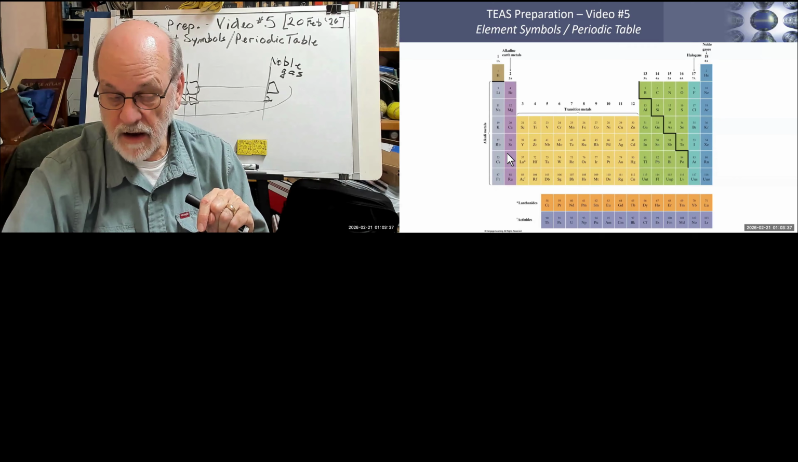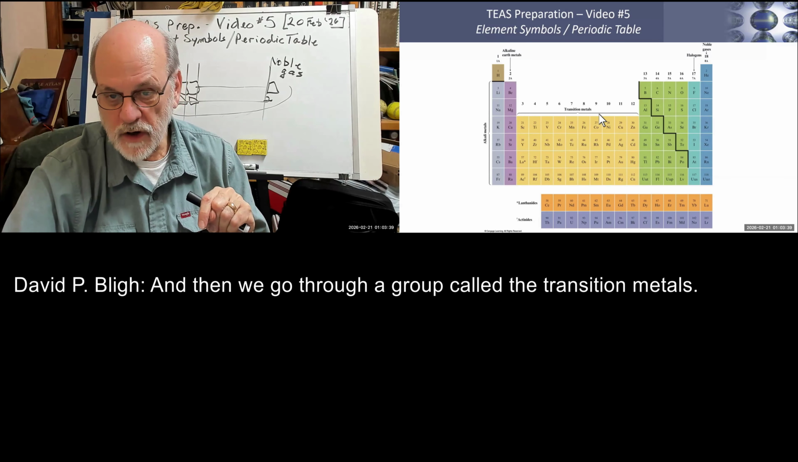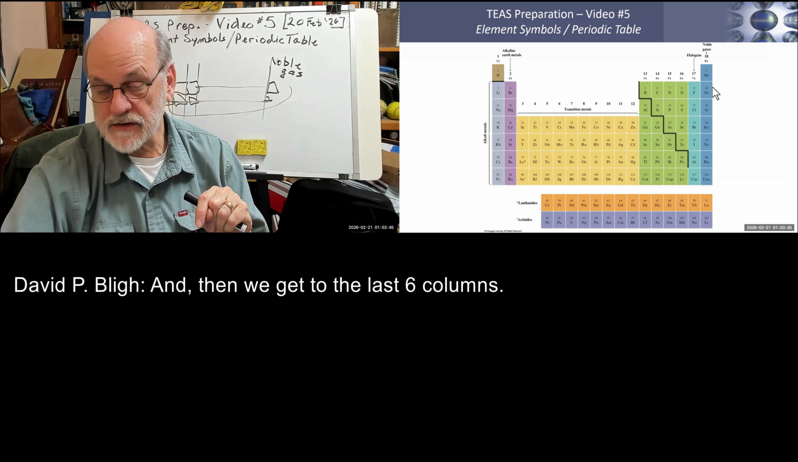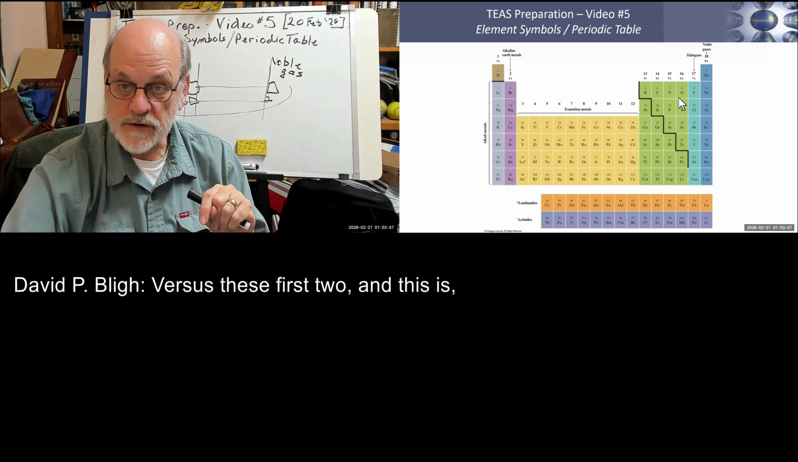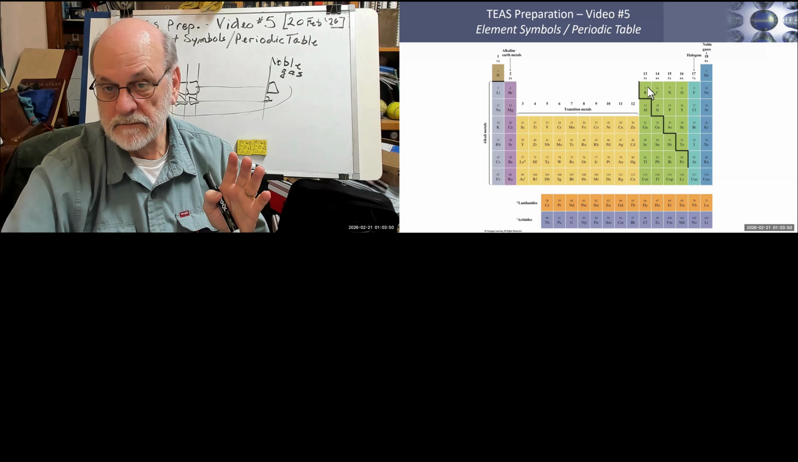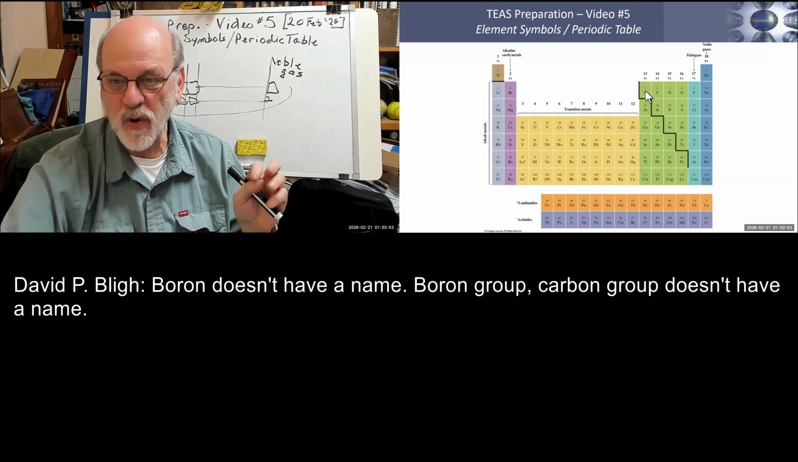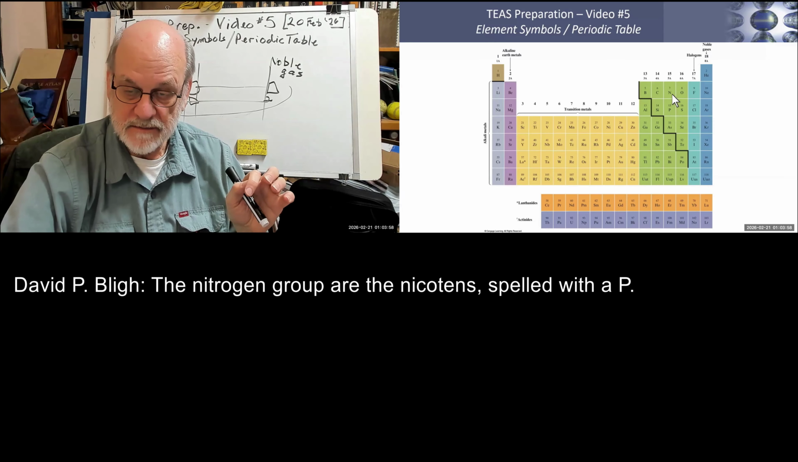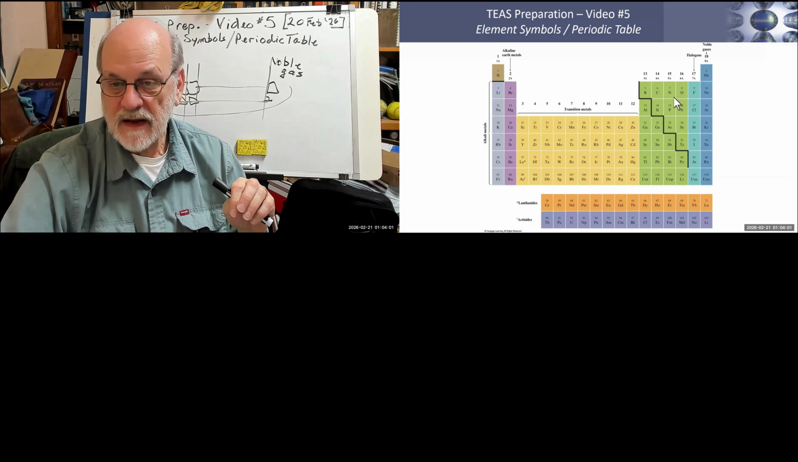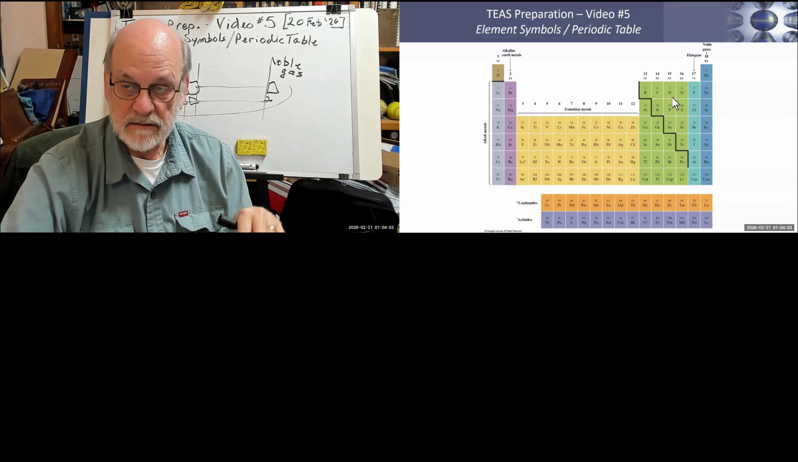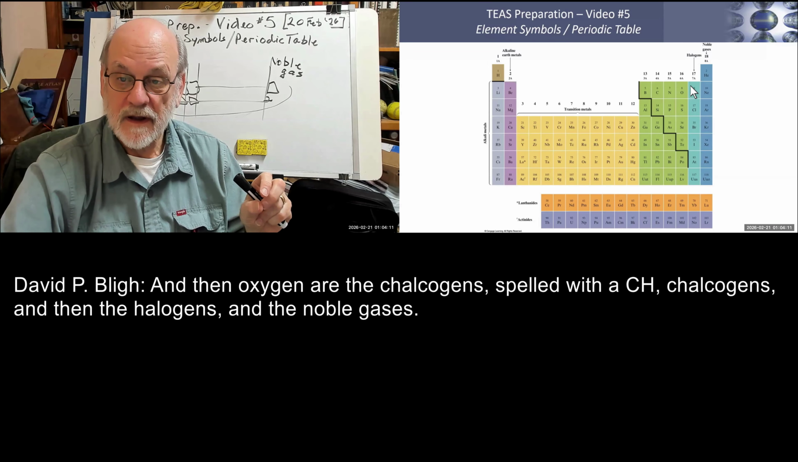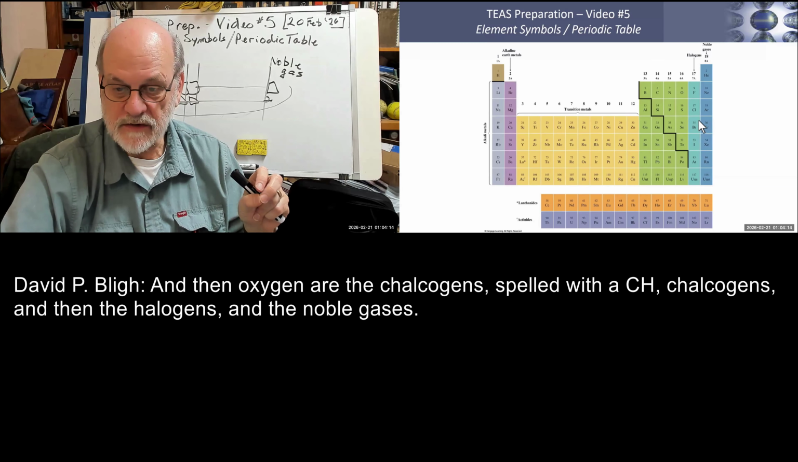Alkaline earths are the second column. And then we go through a group called the transition metals. And then we get to the last six columns versus these first two. Boron group doesn't have a name. Carbon group doesn't have a name. The nitrogen group are the pnictogens, spelled with a P. And then oxygen are the chalcogens, spelled with a CH. And then the halogens and the noble gases.